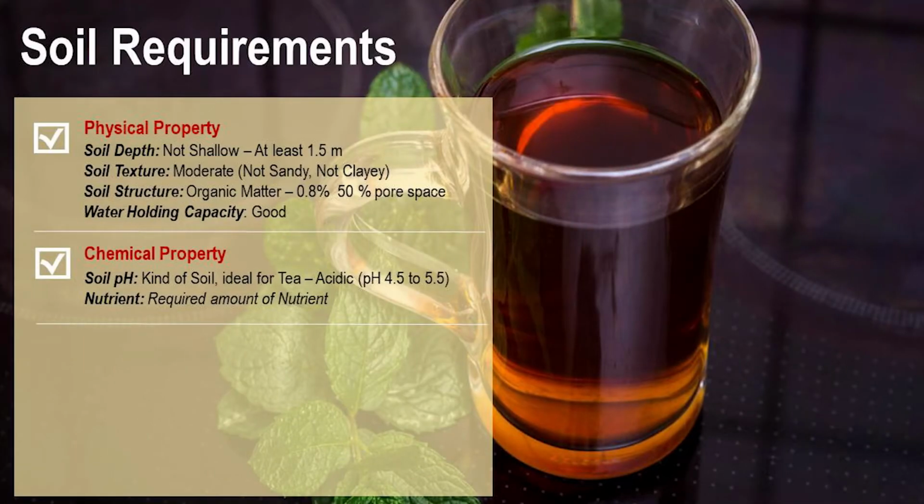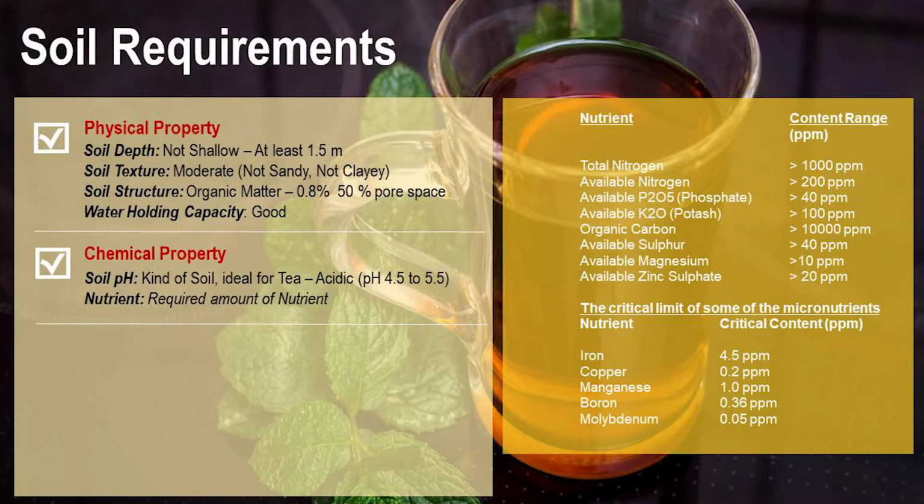Secondly, we need to see the soil requirements in terms of chemical property. It includes that you should have an adequate soil pH, that is, the kind of soil whether it is ideal for tea. It should not be very acidic, and also it should not be very alkali. So the pH value for soil which is good for tea cultivation is about 4.5 to 5.5, and in terms of nutrients, it should have an adequate amount of nutrients. If we try to see the ranges for different nutrients, you can see on the screen the different ranges which are good for tea cultivation.